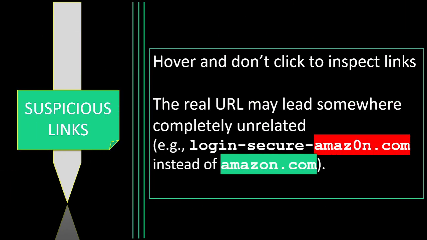Then you have suspicious links. Hover and don't click to inspect links. The real URL may lead somewhere completely unrelated, like we discussed in the previous slide. Amazon.com, right? In place of O, they have mentioned zero. The actual is Amazon with O. The real link might lead somewhere completely different, right? So both are different. Be cautious.